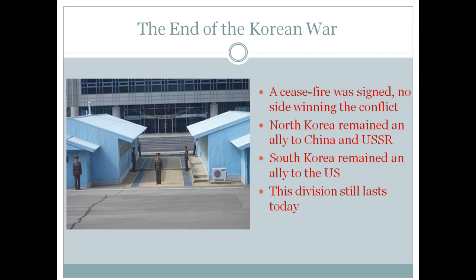In the end, a ceasefire was signed, no side winning the conflict. So North Korea remained allied to both China and the USSR. It is still a communist country. South Korea remains allied to the U.S. It's a democratic country. And this is a modern day photo, so you can see that this division still lasts today. It's a bit tense, and every now and then there is a small conflict along the 38th parallel, and it usually makes U.S. news because it is such a tense situation.